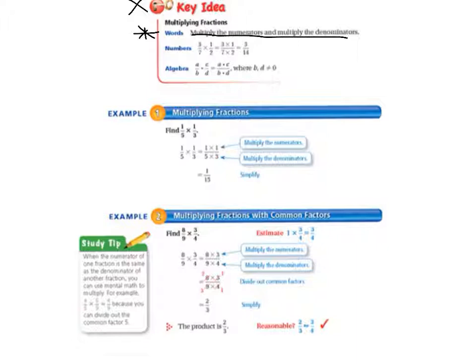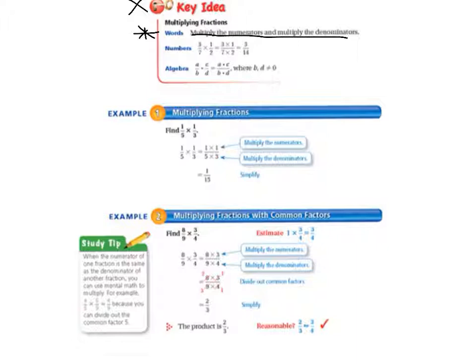So 3/7 times 1/2 equals 3/14 because 3 times 1 is 3, 7 times 2 equals 14. And it shows you how to do that with algebra. So write the words, write the numbers, and write the algebra in your math notebook. Pause while you take a moment to do that.